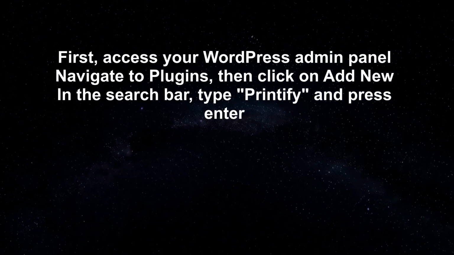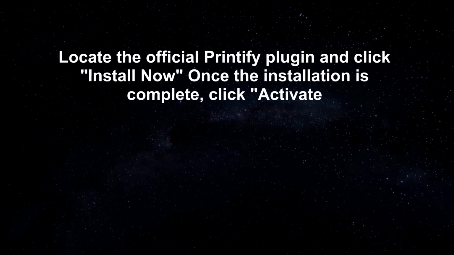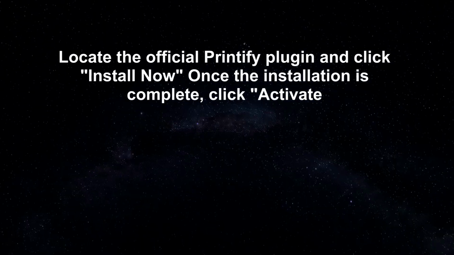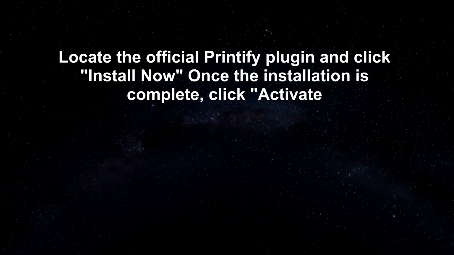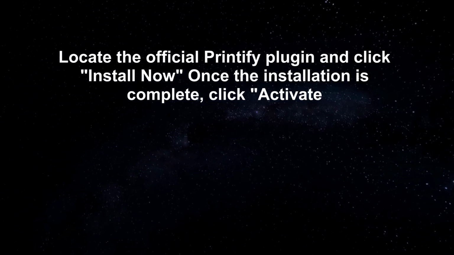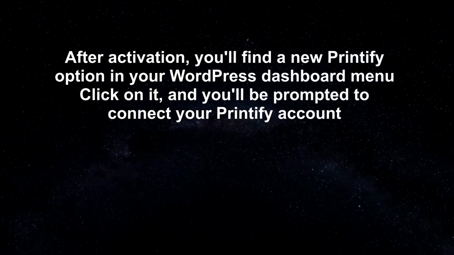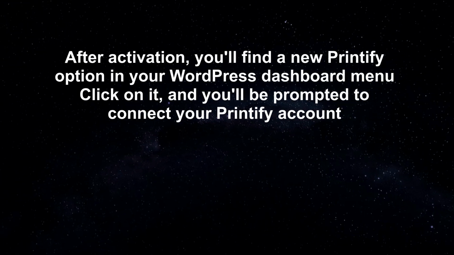bar. Type Printify and press Enter. Locate the official Printify plugin and click Install Now. Once the installation is complete, click Activate. After activation, you'll find a new Printify option in your WordPress dashboard menu.